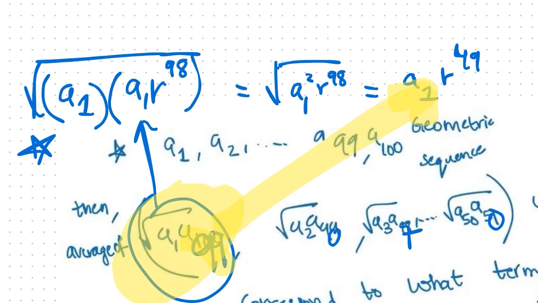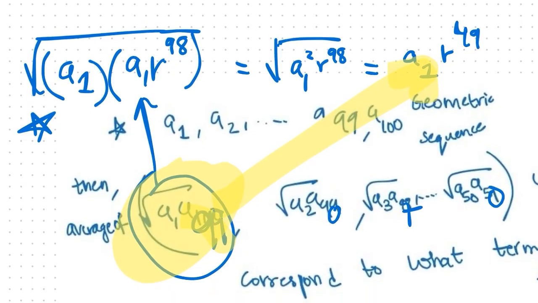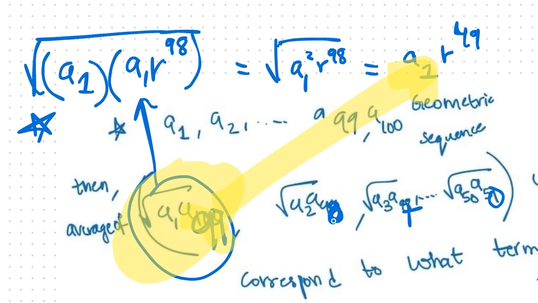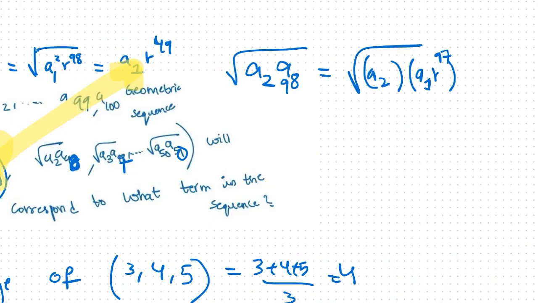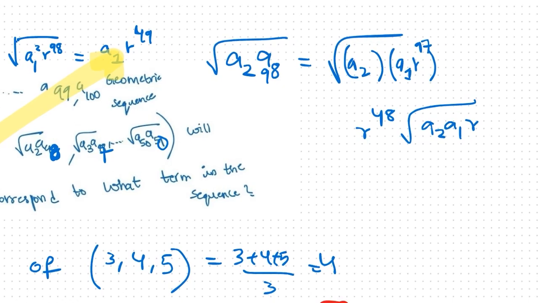It's going to be A2 times A98. A2 is A1 times R, and A98 is A1 times R to the 97. Factorial exists for numbers: if you say n factorial, let's say 6 factorial, that's 6, 5, 4, 3, 2, 1. These are numbers, so it has nothing to do with this.